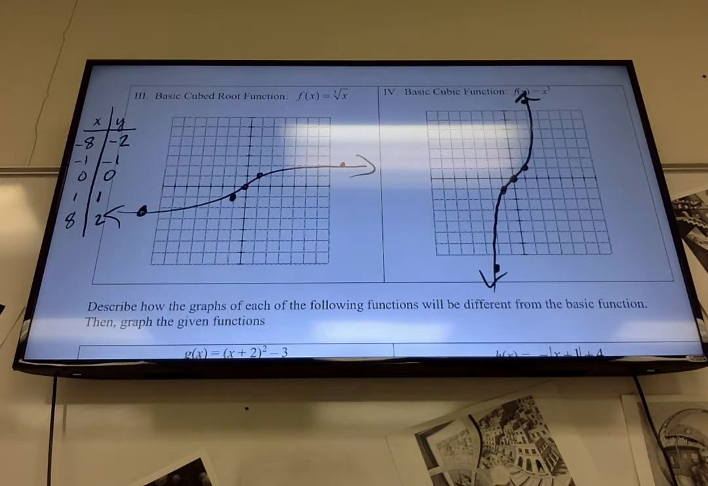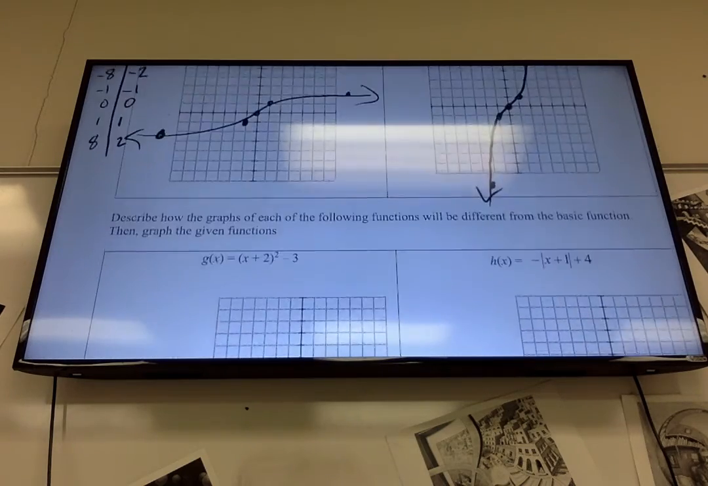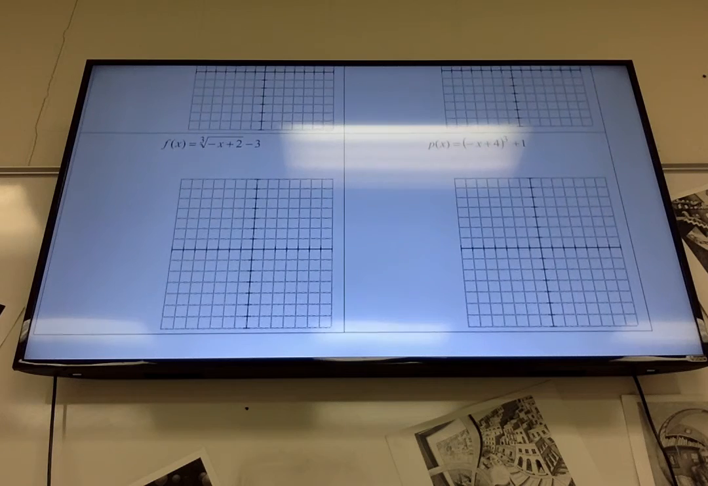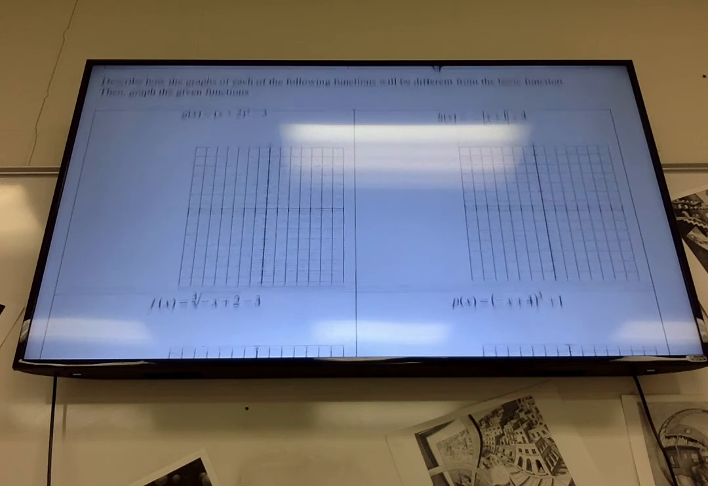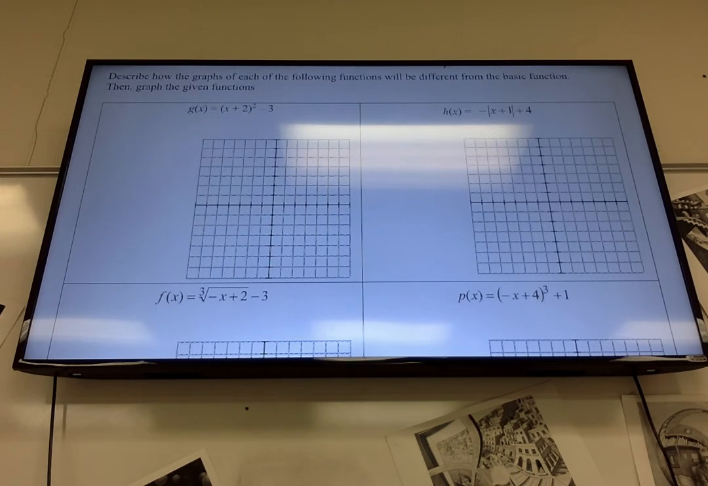Now, using the information that I just gave you, I want you to try those four on the bottom. I want you to write down how they're being transformed, whether they're reflected or moved to the left, moved to the right. And then using these points that we've graphed on all of these, change the points so that you can get them accurate for these transformations. So that last four, you try them. I'm going to come around and look, ask me questions, all that stuff.